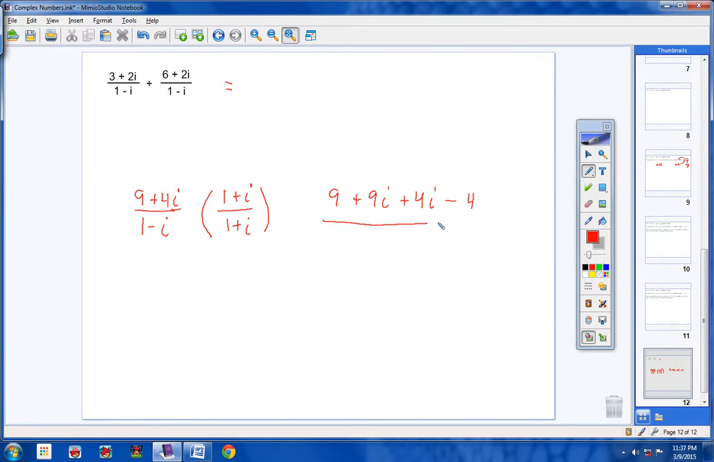Now let's look at the denominator. We have 1 times 1 is 1. 1 times i is i. Negative i times 1, negative i. And then negative i times positive i is negative i squared. Now don't forget what i squared is. We can put a negative 1 right there. So we have negative, negative 1, which really gives us a positive 1.